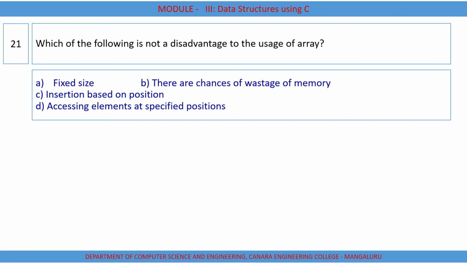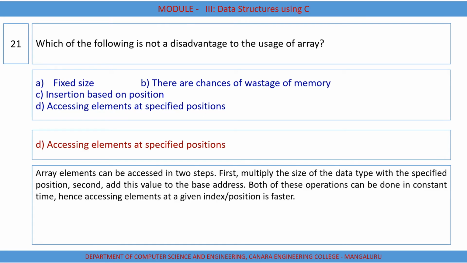Which of the following is not a disadvantage of an array? In case of an array, the size of the array is fixed. This is a disadvantage. There are chances of wastage of memory since the size of the array is fixed, so there is a possibility of wasting memory at the time of execution. Insertion based on position is also a disadvantage. The only thing is that accessing an element at a specified position is an advantage of an array. Therefore the answer for this question is D.